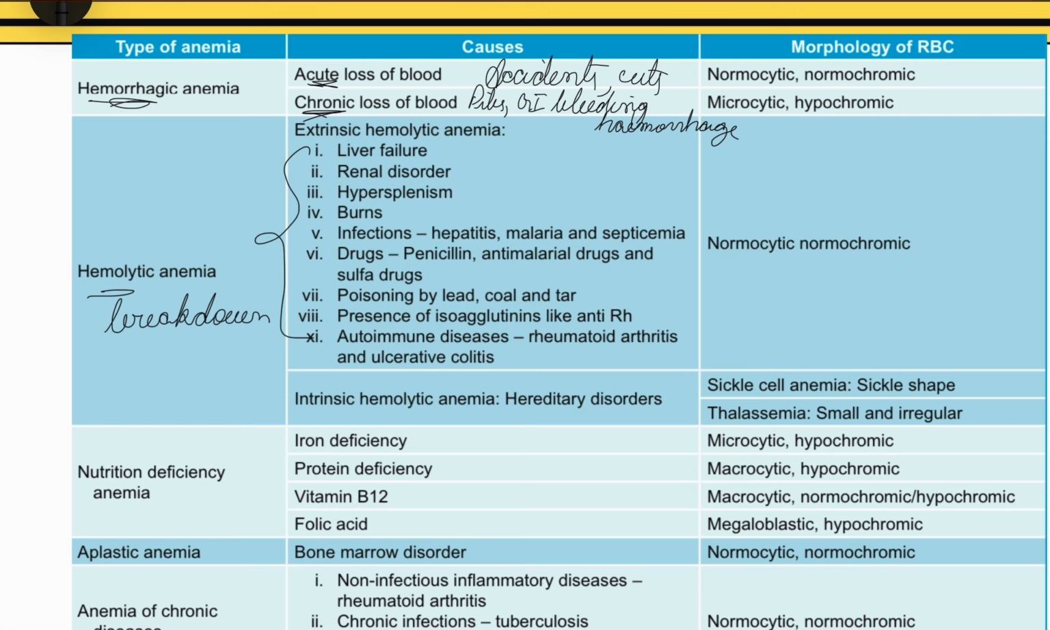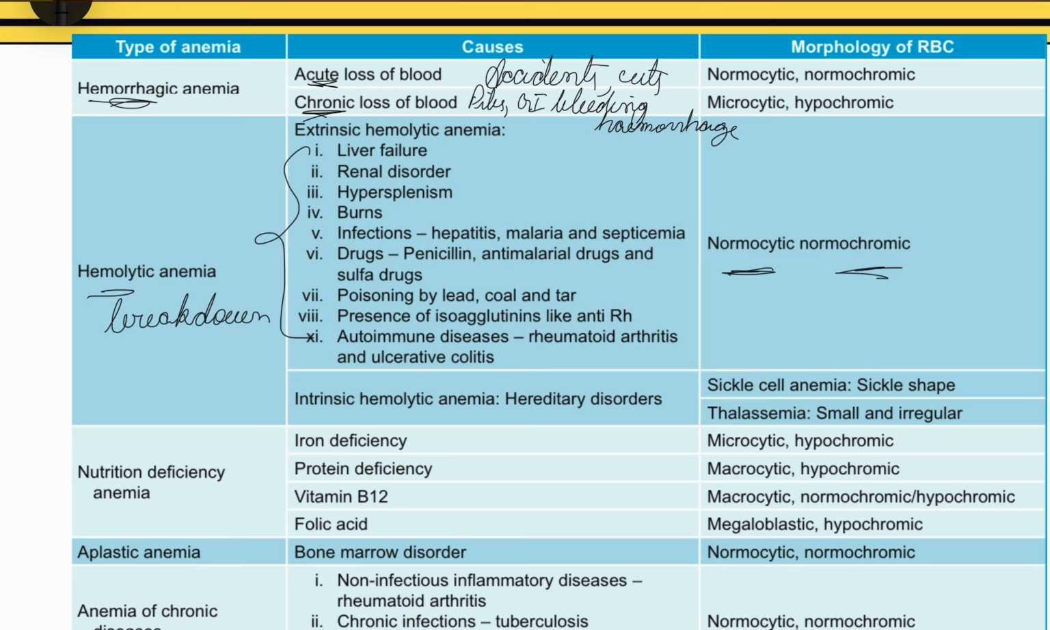So what happens in this case, the morphology is normocytic and normochromic, because there is no significant drop in the iron, vitamin B12 and folic acid content. That is why it is normocytic and normochromic.